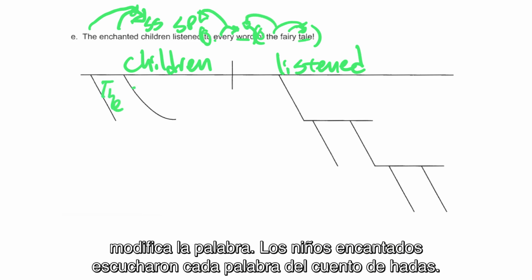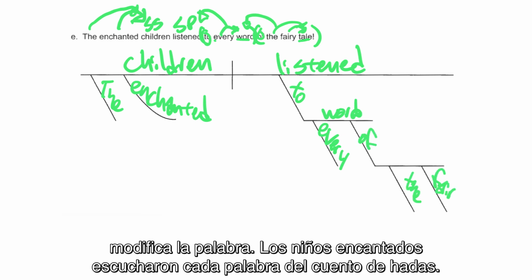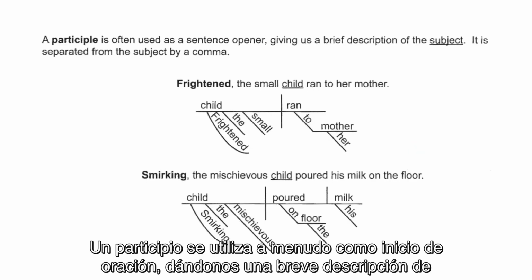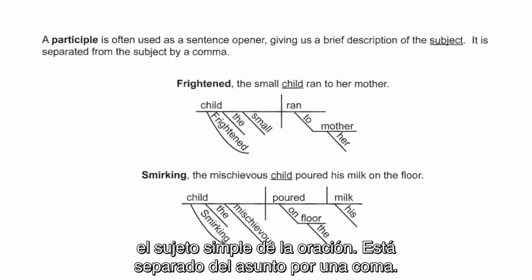The enchanted children listened to every word of the fairy tale. A participle is often used as a sentence opener, giving us a brief description of the simple subject of the sentence. It is separated from the subject by a comma.